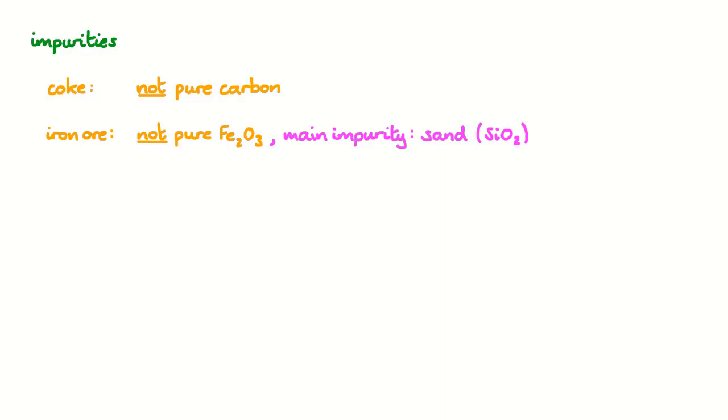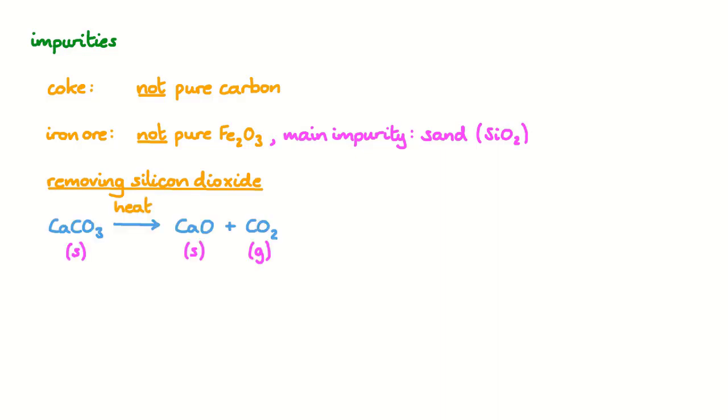To remove silicon dioxide, we're going to introduce a chemical to react with it. The chemical we'll be adding is calcium carbonate in the form of limestone. Calcium carbonate doesn't actually do the job itself, but at high temperatures it can thermally decompose, producing calcium oxide and carbon dioxide.